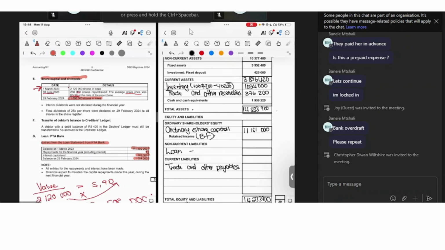Now, how do you get to the 1,004,000 balance, your balance at the end of the year? You take your balance on the 1st of March 2023. Then this is the repayment. What does the repayment do to the amount you owe? It decreases the amount you owe, so you minus. And once they say interest is capitalized, what they mean is interest is added to the amount you owe. So this amount is a plus, and then you get your balance at the end of the year. Did everyone hear that, or do you want me to repeat?